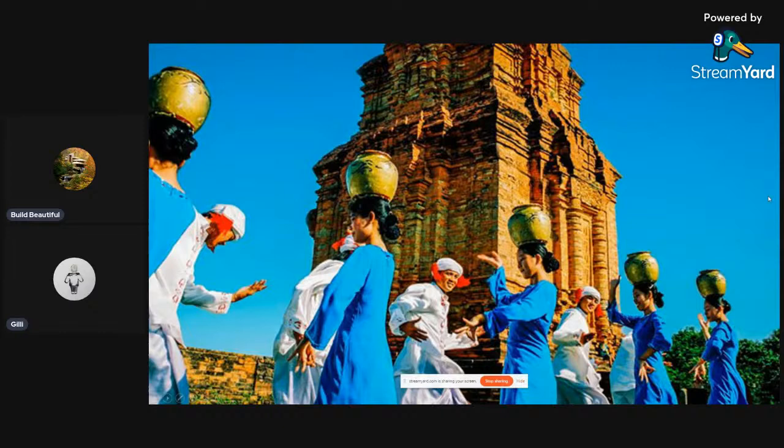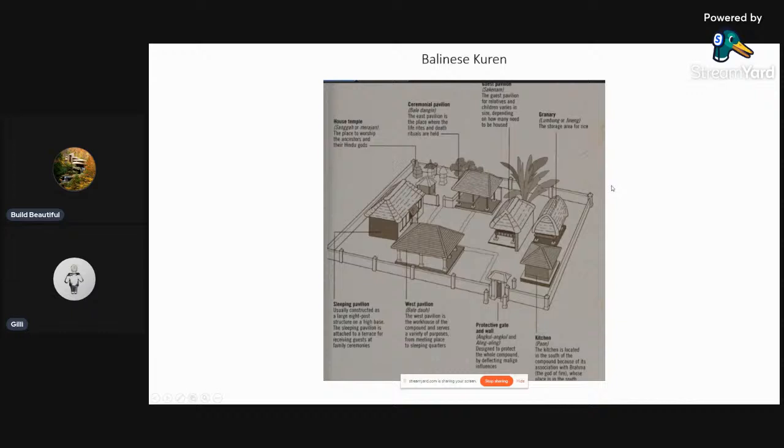So the next building we've got to discuss is the Bali Kuren. So I'll just gather my notes on that. Some of my notes on this building are the following.